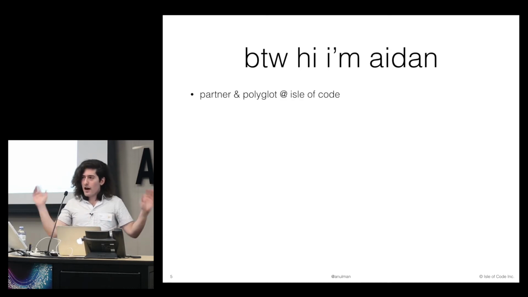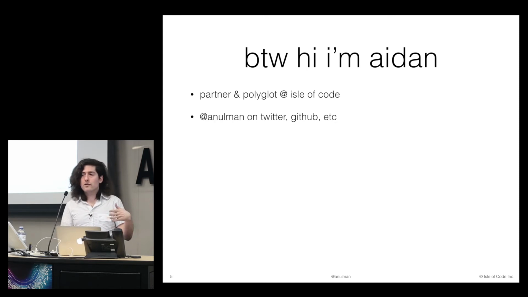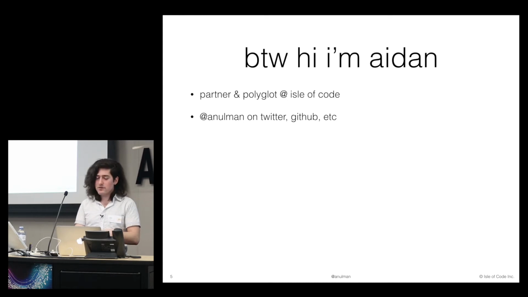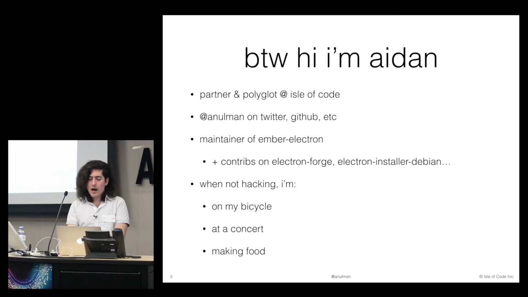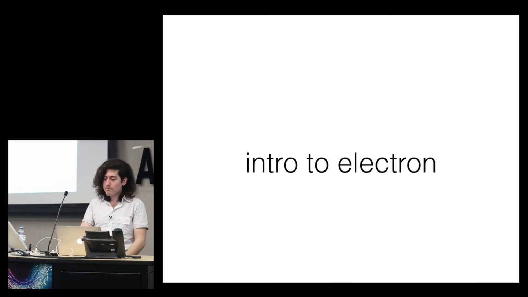But before we dive in, hi, I'm Aiden. As Ray mentioned, I'm one of the partners and cross-language specialists at Isle of Code. You can find me on the Twitters, the GitHubs, a bunch of other places online with the same handle. I'm one of the maintainers of ember-electron, which is, like I said, the project that we use to marry or to run Electron projects from an Ember project, with some contributions elsewhere in the Electron and hybrid ecosystem. And when not hacking, because we're all people, aren't we? I am often on my bicycle, seeing live music, or making food.